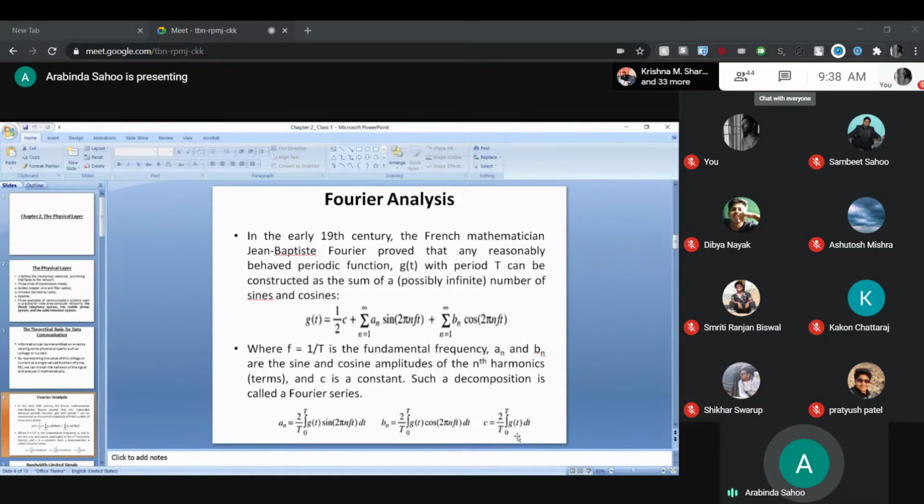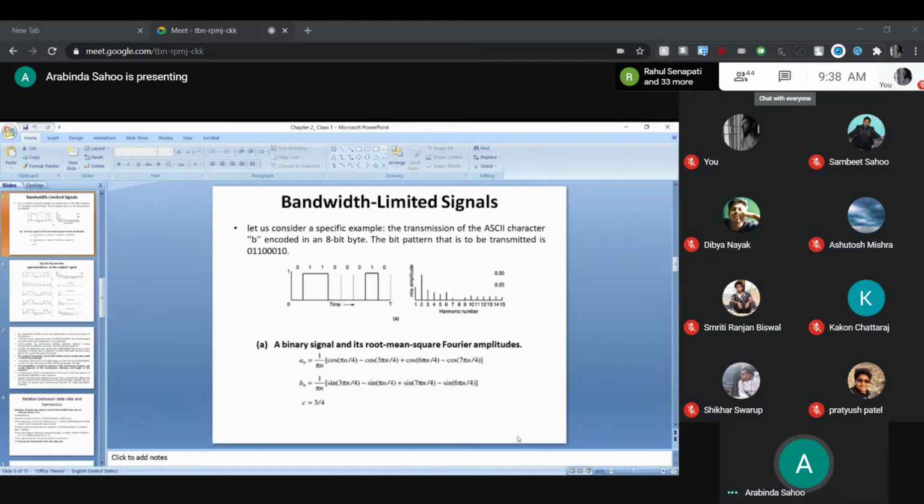So in the reverse direction, if you know the value of your Fourier coefficients, as well as the fundamental period or frequency, you can easily reconstruct your original signal gt. So if you know the values of an, bn, and c for different values of n, as well as t or f, the original signal gt can be reconstructed.